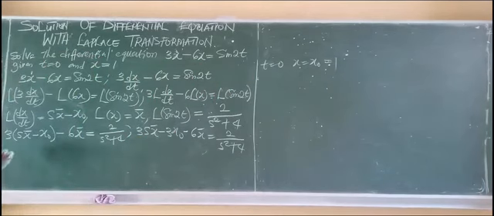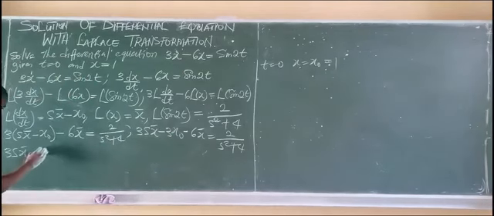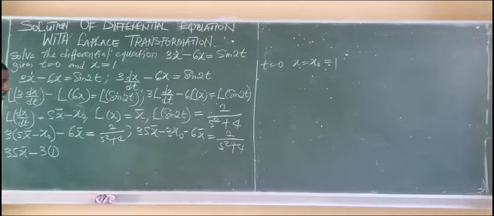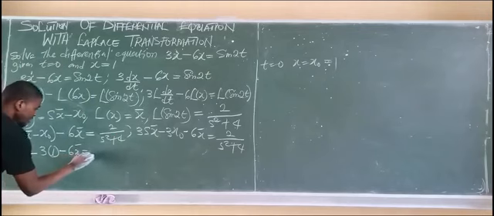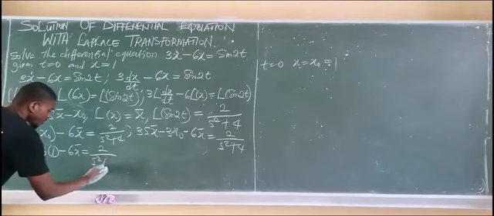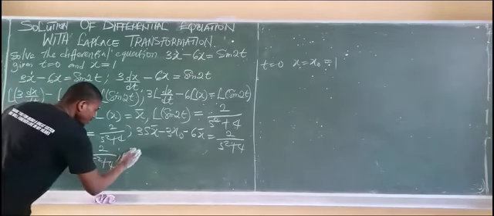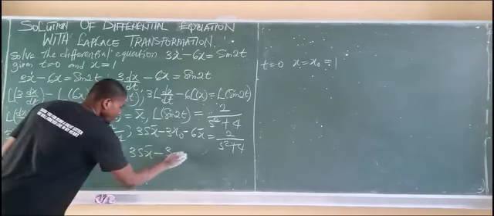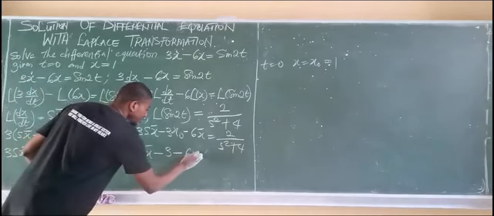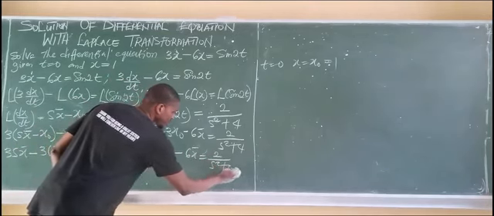So this becomes 3s x bar minus, I have here 3 x naught, and x naught is 1. This becomes 3 times 1, minus 6 x bar, and this is equal to 2 all over s squared plus 4. So this is now 3s x bar minus 3 times 1, which remains 3, minus 6 x bar equals 2 all over s squared plus 4.